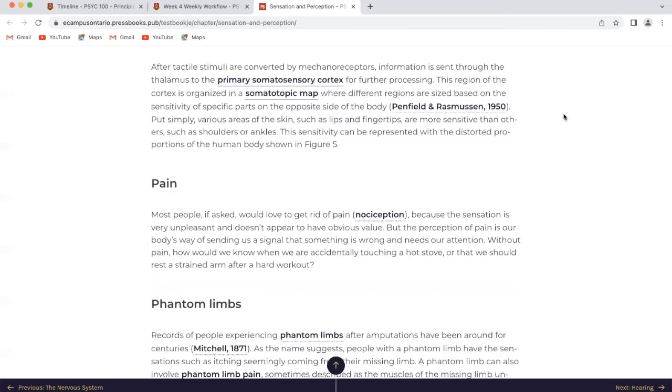After tactile stimuli are converted by mechanoreceptors, information is sent through the thalamus to the primary somatosensory cortex for further processing. This region of the cortex is organized into a somatotopic map, where different regions are sized based on the sensitivity of specific parts on the opposite side of the body. Put simply, various areas of the skin, such as lips and fingertips, are more sensitive than others, such as shoulders or ankles. This sensitivity can be represented with the distorted proportions of the human body shown in Figure 5.